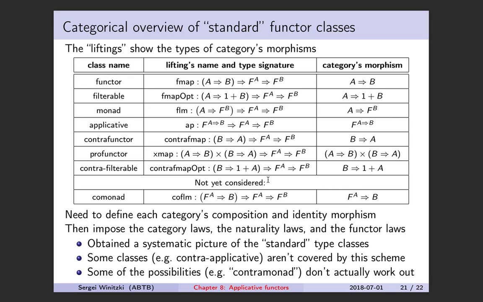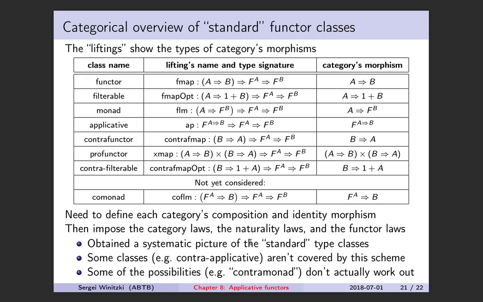The second benefit we get from this picture is that we can generalize to more type classes, to type classes we haven't yet considered. One such generalization is if we choose the morphism type like this, and this corresponds to the comonad, which is a type class we have not yet considered.